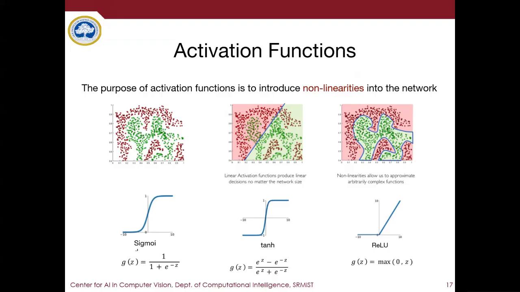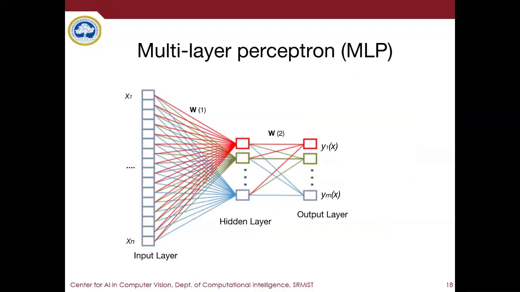There are different kinds of activation functions that we commonly use. Sigmoid is one function, tanh is another function, ReLU is another, and so on. So many are there, but each has some pros and cons. These are some of the standard ones that we will be using in deep learning programs. So the non-linearity is incorporated with the help of activation functions.